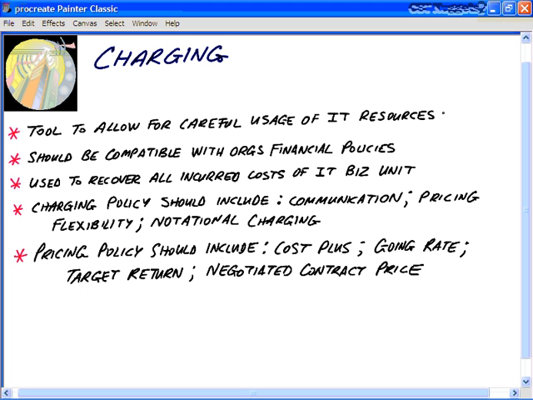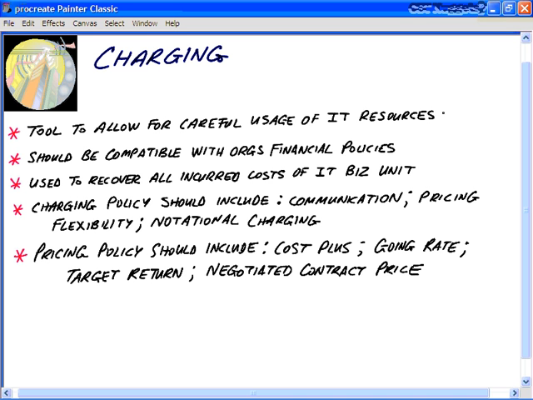Now, I've already defined charging, but remember one thing about charging. Charging your customers, your external users and customers, is one thing, but the process of charging for internal cost or interdepartmental is a pretty new development. And internal charging is really an effective tool to encourage the IT resource users to be much more careful and much more discerning about how they use resources, holding them accountable.